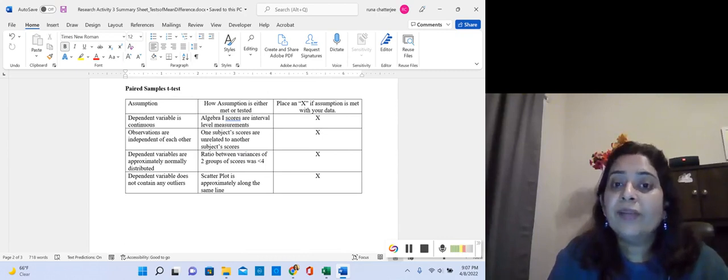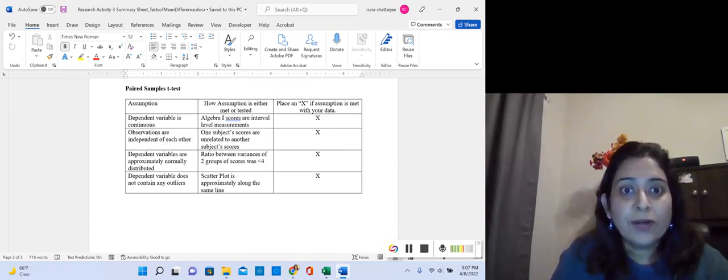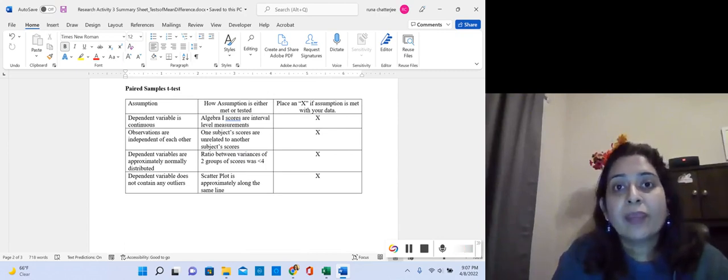We found the variances of the two groups of scores and their ratio was less than 4. And dependent variable does not contain any outlier. That was revealed by plotting a scatter plot. We did not see any outlier points.